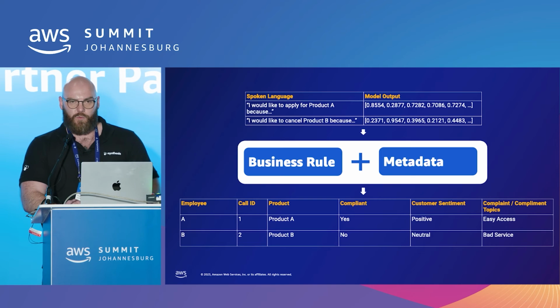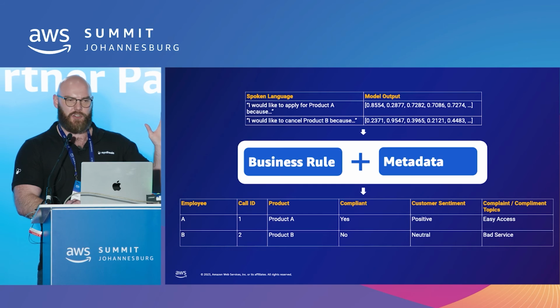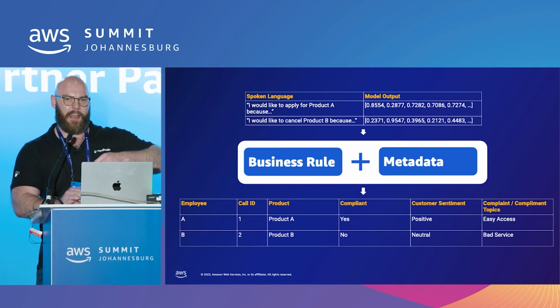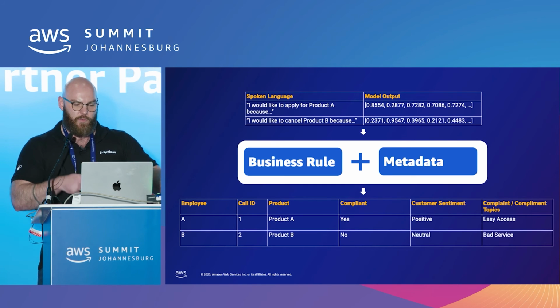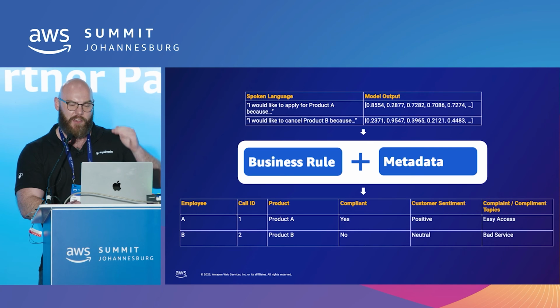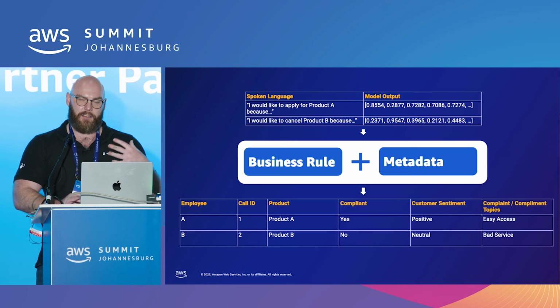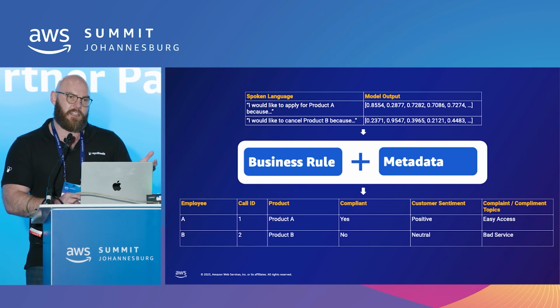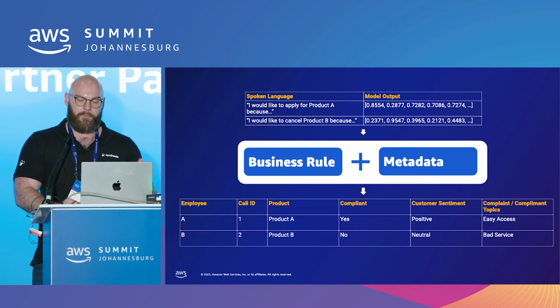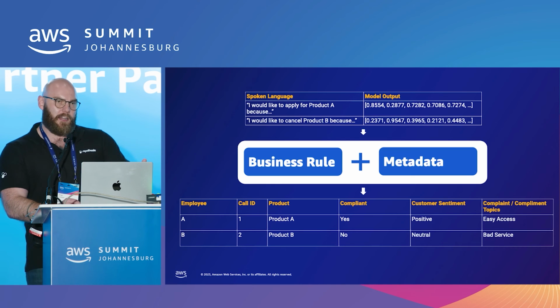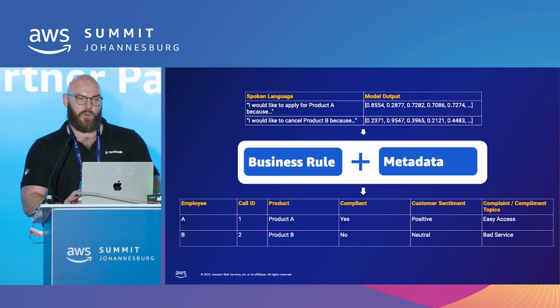So what we get once we've implemented all this is where we can have input, which is an interaction, applying a business rule and the metadata from that interaction. And we get to a point where we can say, at a very fine level of granularity, I know that employee A was talking to customer B about product A, and there was some level of emotion expressed by the client or by the agent. There was some sentiment around which product was discussed. We can go quite far once we have this data.